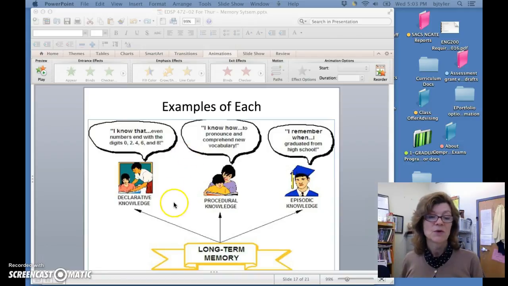Examples. So declarative knowledge, I know that. So this is being able to talk about facts, information, things that you know that you can talk about. Then there's procedural knowledge. I know how to pronounce and comprehend new vocabulary. It's procedures. And then episodic knowledge. I remember when. And this is when you're able to describe experiences, personal biographical information that you can recall. You can kind of see the word episode in there. It's events that have taken place.